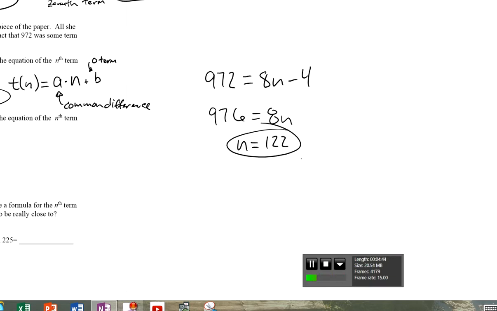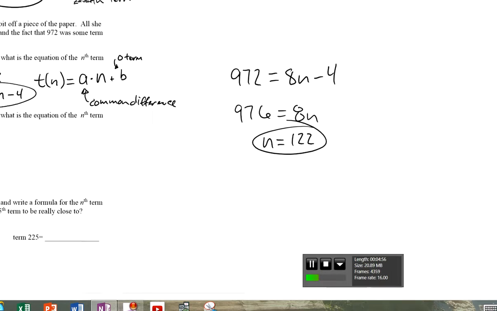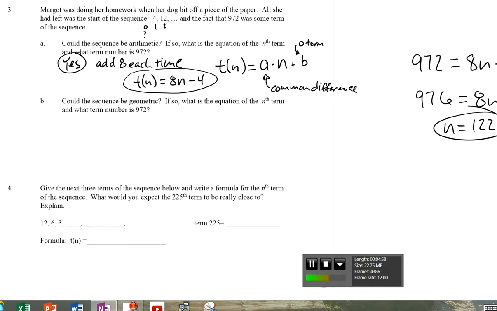Still don't believe me? I don't care. Sit there with a calculator all day and keep going. Plus 8, plus 8, plus 8, plus 8. And keep track of how many times you add 8. But you're going to get up to the number 972 after you've done it 122 times.